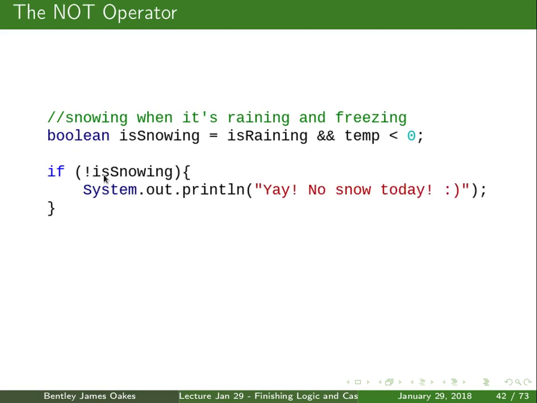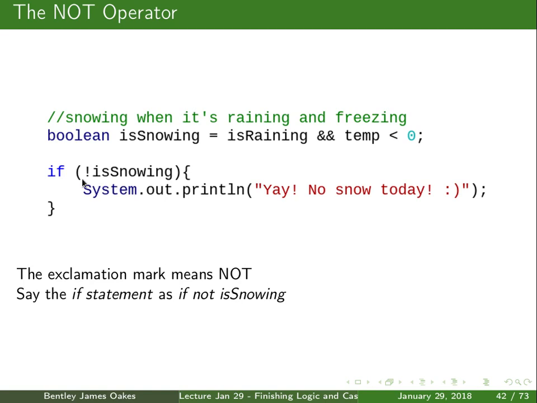So we'll use the not operator. So the not operator is with the exclamation mark. So I put it here in front of the variable I want to check. You put it in front of the expression you want to negate. That's what you call it. So you would say this as if not is snowing. So if not is snowing, then we print this out. So this will only execute if this variable is false.